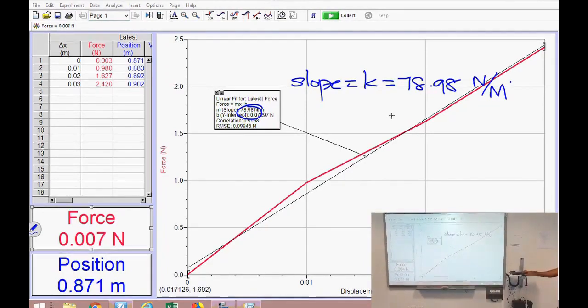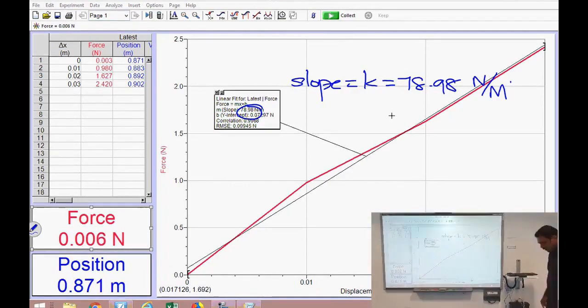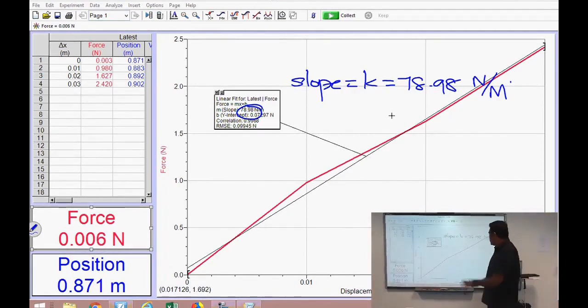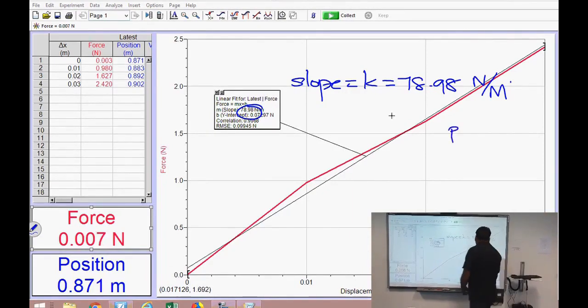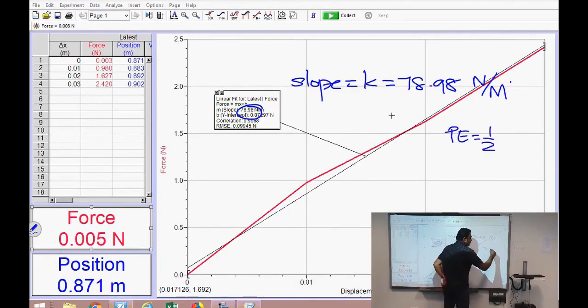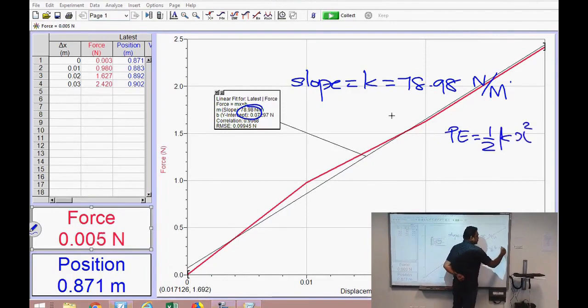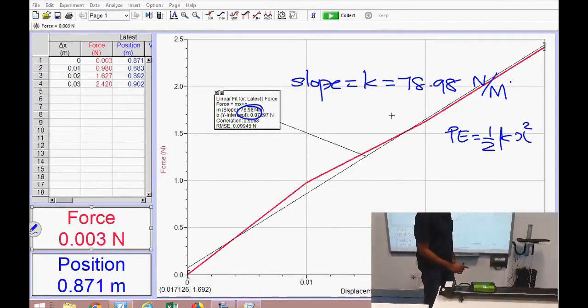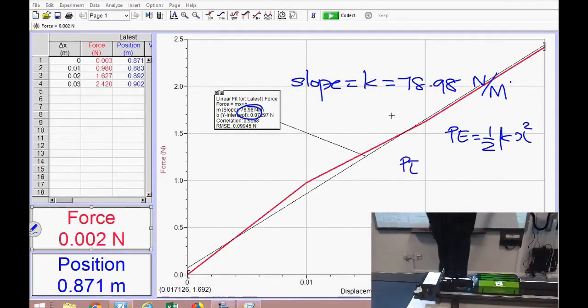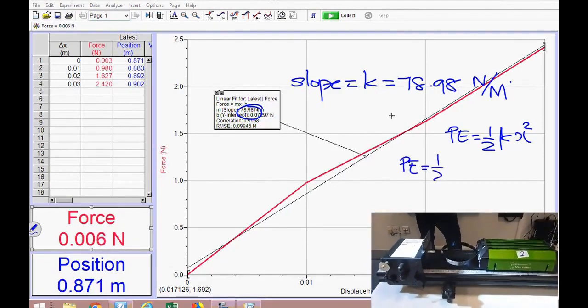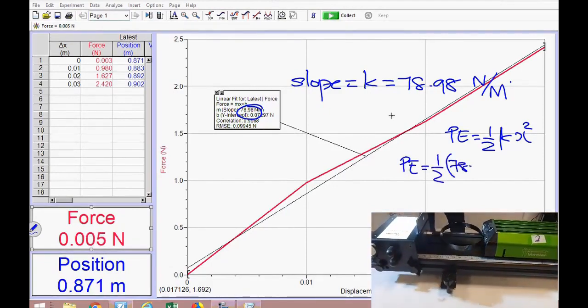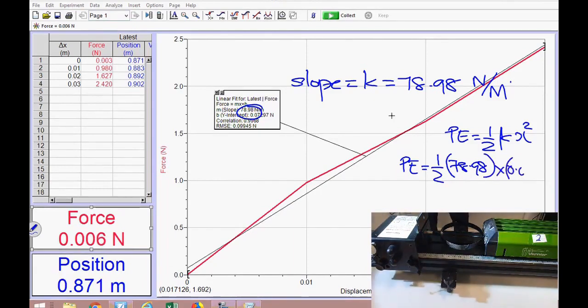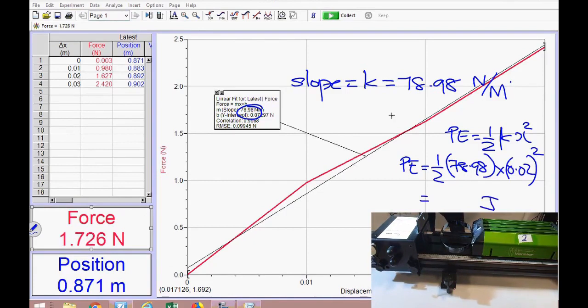So right now we have the spring constant. What is our plan? Our plan is to find the potential energy. We know that potential energy is half K x square. Imagine if I compress this spring for just 2 centimeter. If I compress this to 2 centimeter, I can definitely calculate the potential energy. What is the potential energy? Half into 78.98 times 0.02 square. So I will get the potential energy in joule.